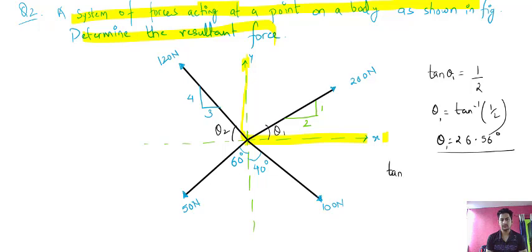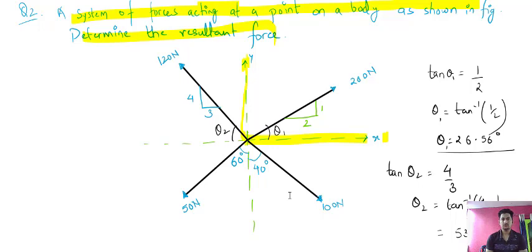Tan theta 2 is equal to perpendicular upon base, 4 by 3. So you will calculate the value: theta 2 will be tan inverse 4 by 3, and the value will come out to be 53.13. Now you have calculated the value of theta 1 and theta 2, and the other angles are given. Now you need to resolve the components. So how will you resolve?